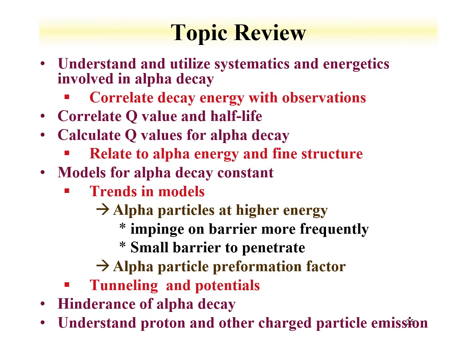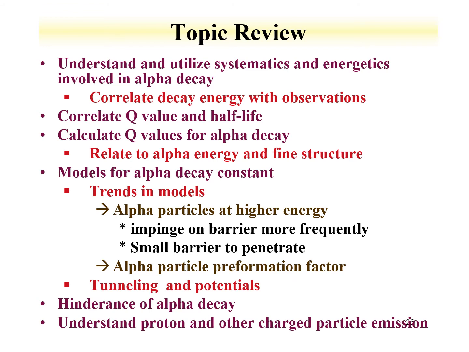In this lecture, we reviewed alpha decay, and we explored the systematics between energetics and alpha decay. The key of trying to understand alpha decay and some properties of the nucleus is really correlating energy decay with observations. Some of the things that were observed that we discussed was the correlation between half-life and Q value. Those decays that have a higher Q value, higher energy, tend to have a shorter half-life.